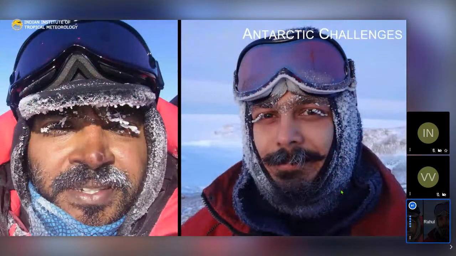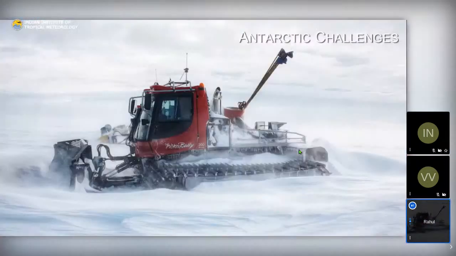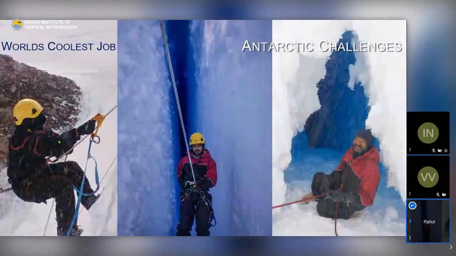Antarctica is a challenge, and you can see the ice, and you can also see how the Piston Bullies, which are used for transferring men and material, are stuck in a big blizzard. But then some people say it's the coolest job, but it is risky. So you have to take risk if you want to enjoy life. And these are the beautiful pictures from down under, the world's coolest job, as we call it.